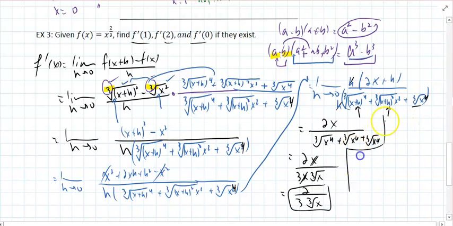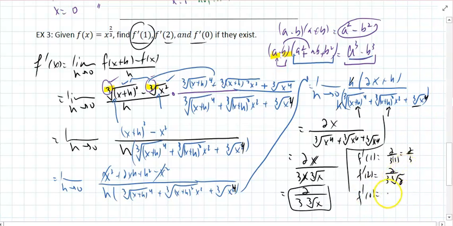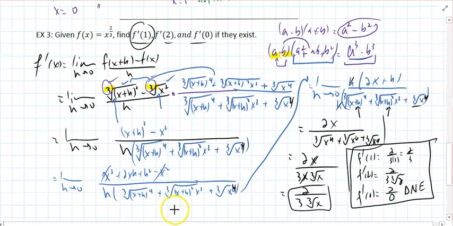Now I would say, well, if you want to take f prime at 1, that is 2 over 3 times 1, which is 2/3. F prime of 2 is going to be 2 over 3, the cube root of 2. And f prime of 0, which is important, that is 2 over 0, which does not exist. And that is pretty much it for this section. That's all there is.